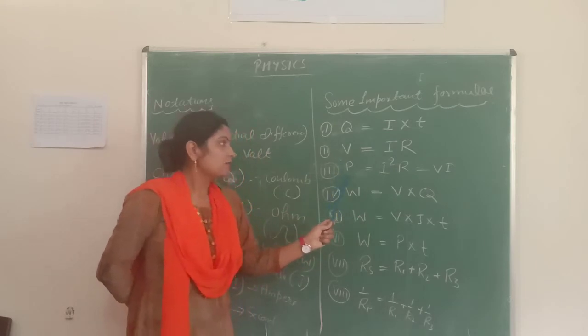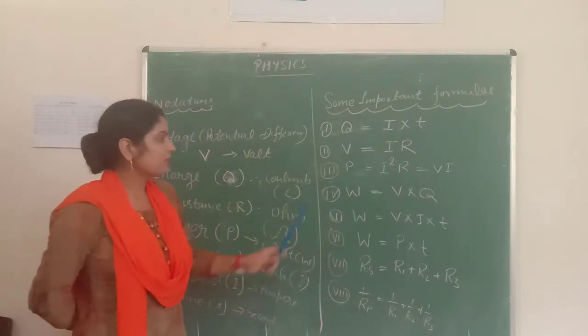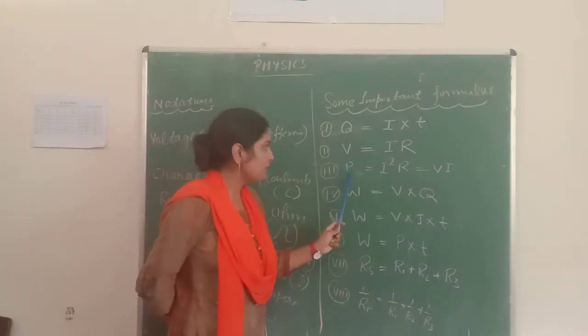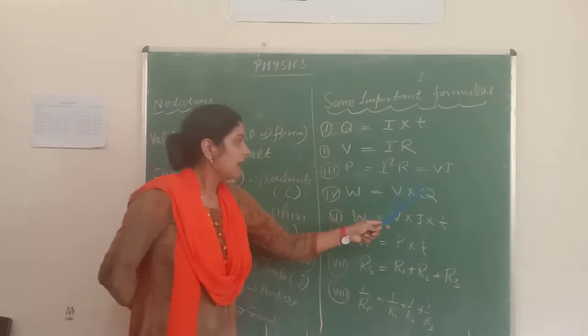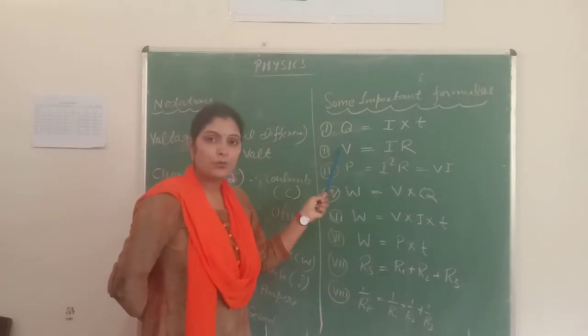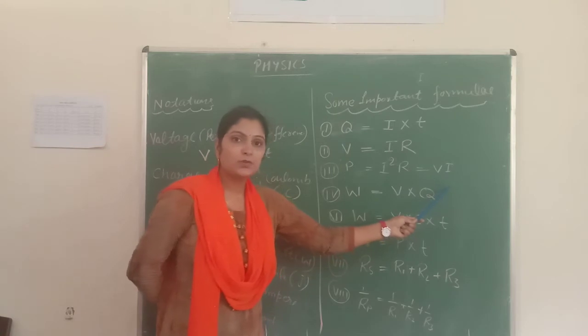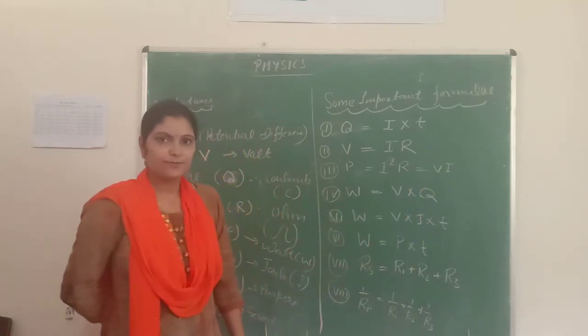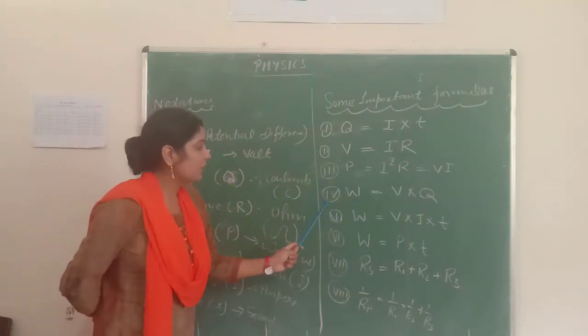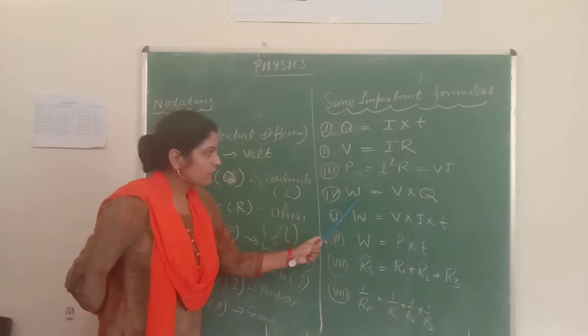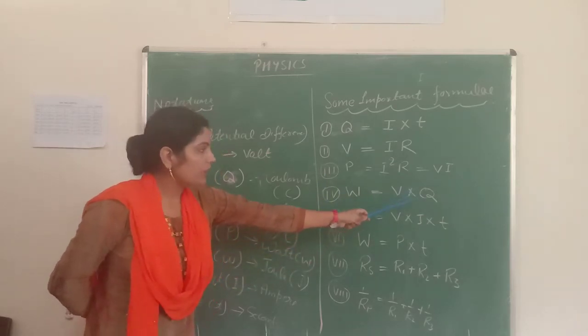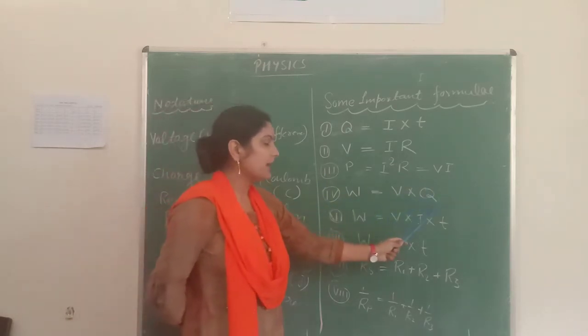Next is power. Students, for power there are two formulas. One is P is equal to I square R, and if IR we take equal to V, then the formula gets reduced to VI. Okay. Next is the fourth one, work. Work is equal to V into Q, means potential multiplied by charge.